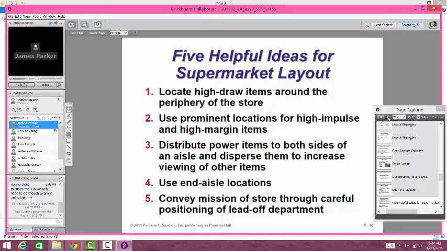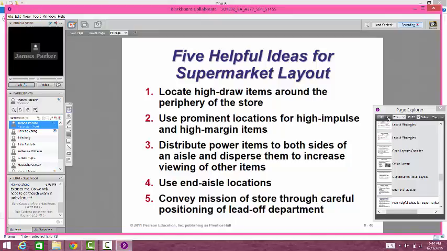Helpful ideas for supermarket layout. High draw items are on the periphery of the store to make sure you have to go across prominent locations. Again, by the checkout stands, that'll work. End aisle locations, the end caps there.